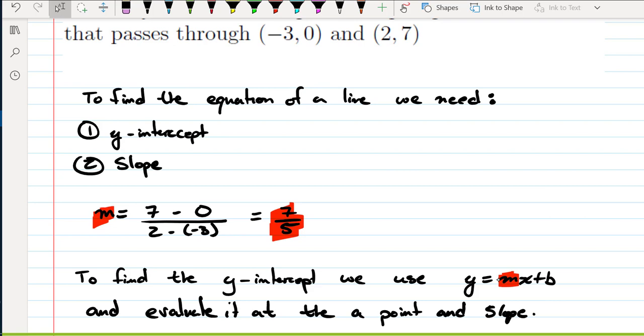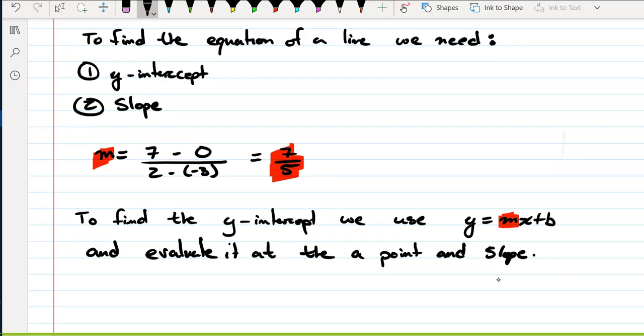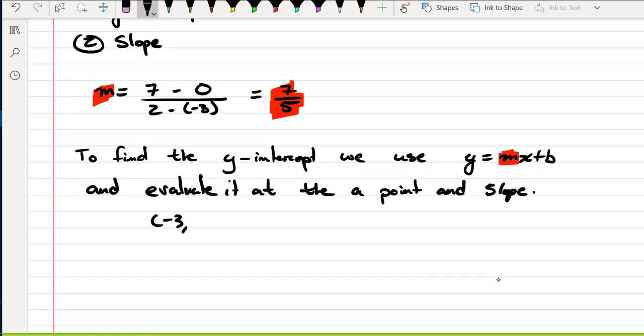It doesn't matter which one we use. So I'm just going to pick one. In general, if a point has a 0 in it, it's going to be easier, so we'll use that point, -3 and 0. So if I do that, I can put each of these in as well. So my x is going to be -3, and my y is going to be 0. So if I put all of those in, I get 0 is equal to 7/5 times my x, which is -3, plus b, which is what I want.